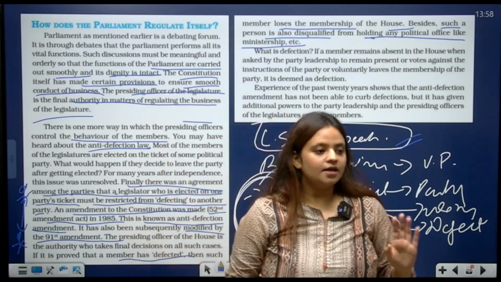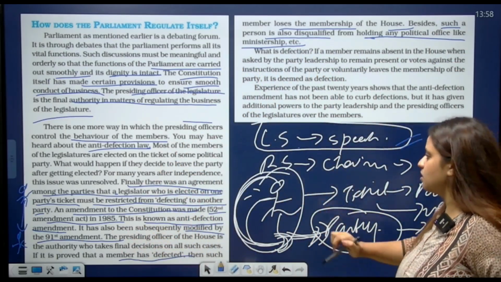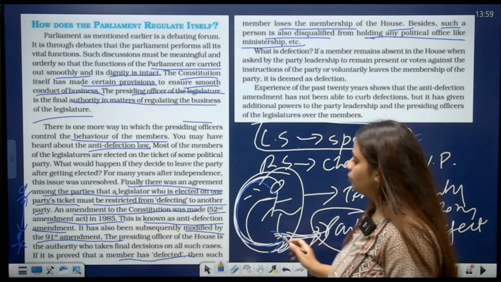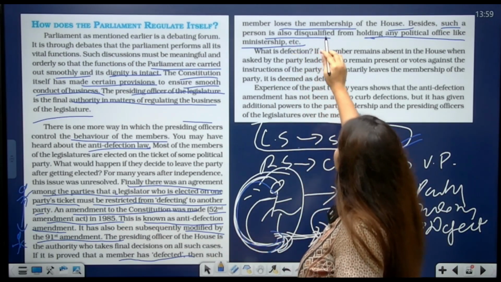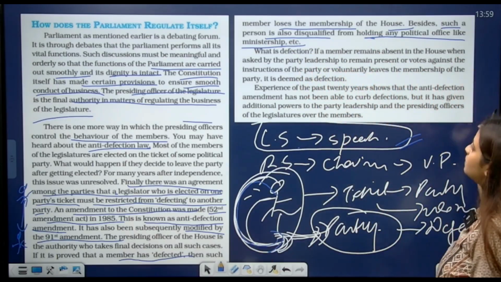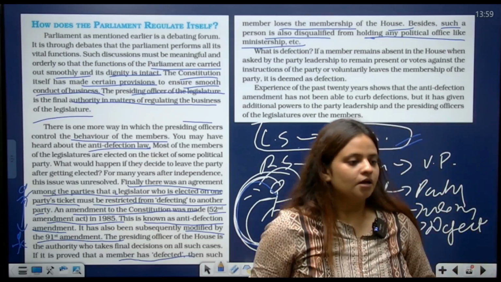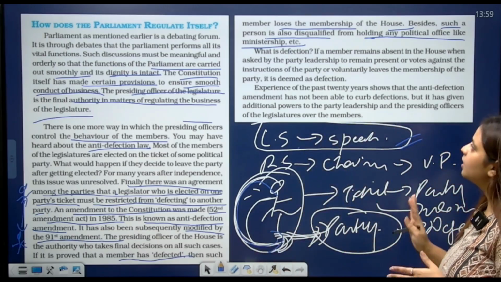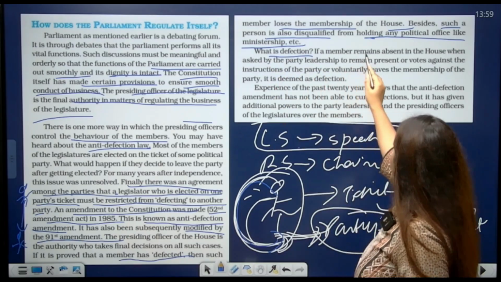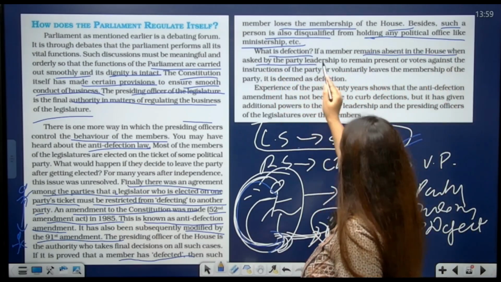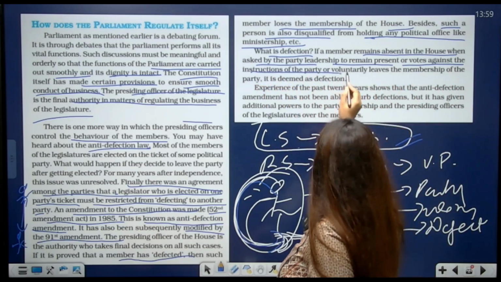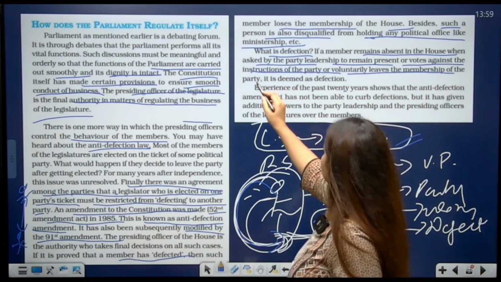Now, if a person is proved to have defected from one party to another, what would be the course of action? He can lose the membership of the house, and such a person is also disqualified from holding any political office like ministership. He has to vacate his seat and he cannot be a minister after that. What is a defection? A member remains absent in the house when asked by the party leadership to remain present, or votes against the instruction of the party, or voluntarily leaves the membership of the party. It is deemed as defection.